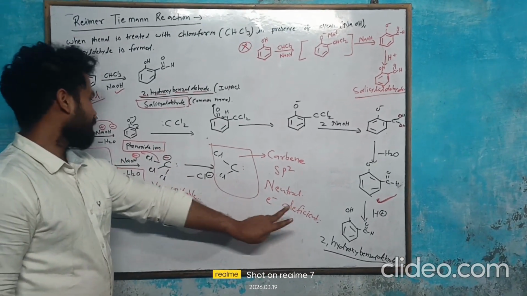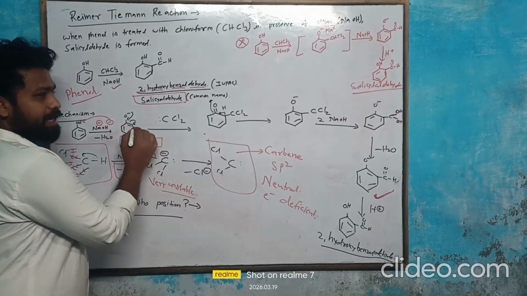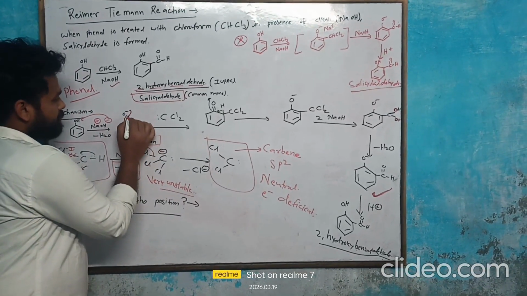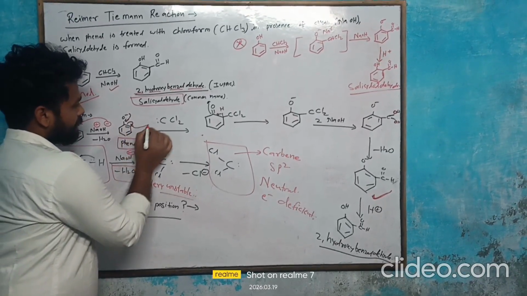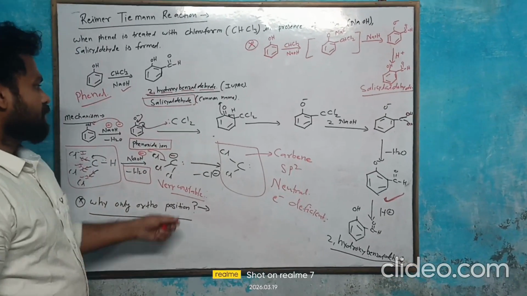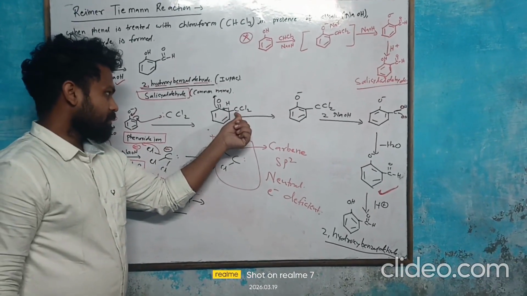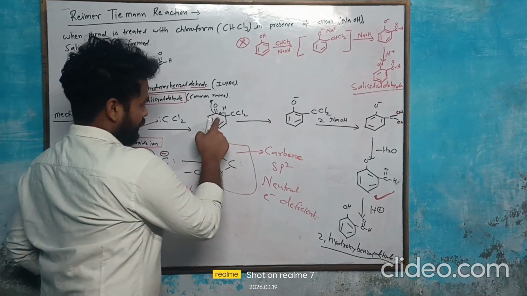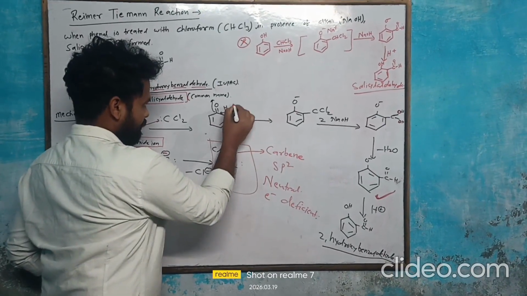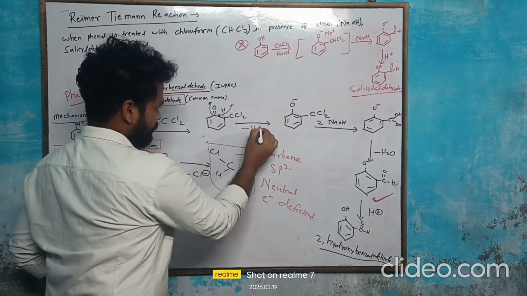Because this is electron deficient, now the phenoxide ion comes into action. Here the negative charge is delocalized, and this double bond shifts here, and attack takes place at this. And here is the formation of this type of compound. Again, for gaining aromaticity, this H plus will get removed, minus H plus.